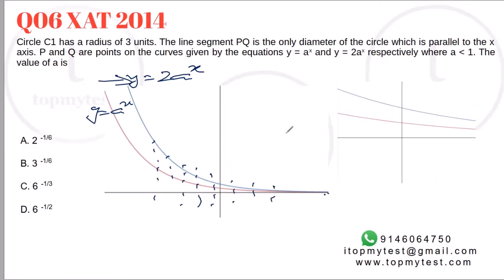Right, now the question is, you have a circle with a radius of 3 units, and this line has to be parallel to the x-axis. So one point P will be here, and the other point Q will be on this line, and this line is parallel to the x-axis, and it creates a circle. The question being asked is, what is the value of a? It is given that this radius is 3 units, which means the diameter will be 6 units.